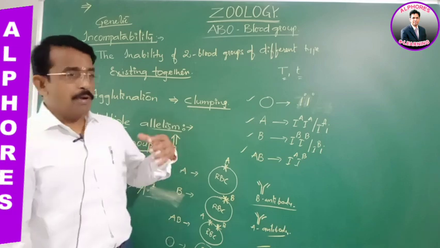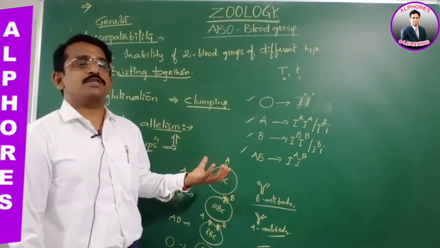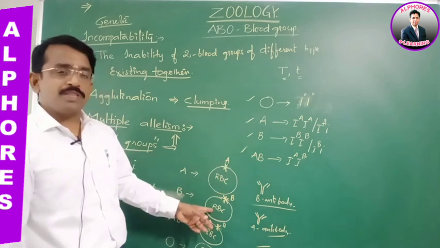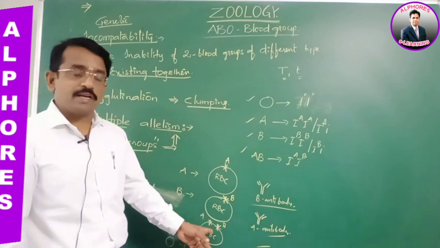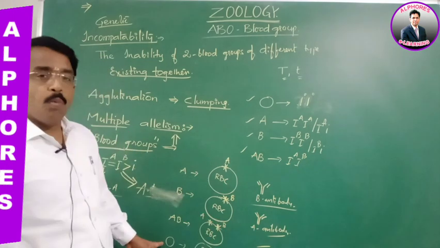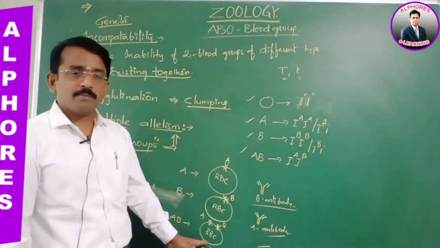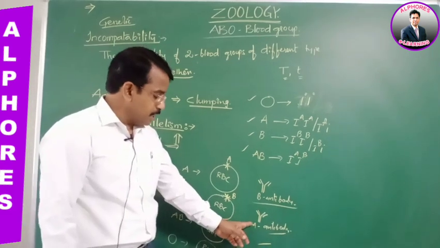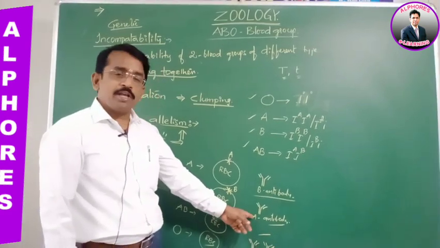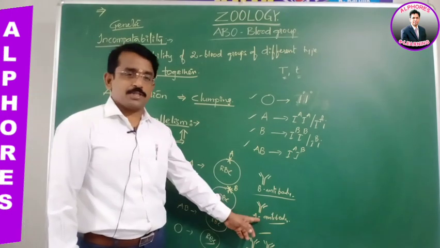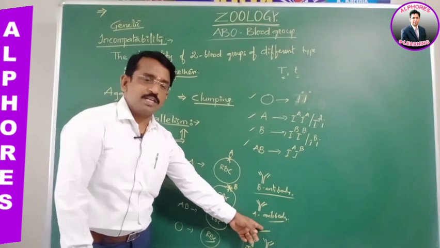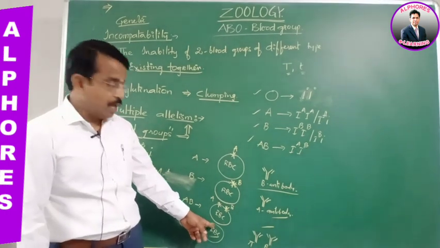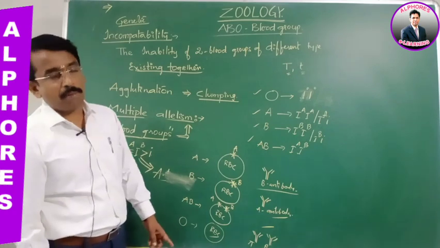Next, a blood group is determined by the antigen that it possesses on the plasma membrane of its RBC. A blood group RBC has A antigen and B blood group has B antigen on its RBC. AB blood group has A antigen and B antigen on its RBC, whereas O blood group does not have the antigen on its RBC. Next, the A blood group has B antibodies in its blood plasma. The B blood group has the A antibody in its blood plasma. AB blood group lacks antibodies; there are no antibodies in its blood plasma. And O blood group does not have antigen on its RBC, whereas it has A and B antibodies in its blood plasma.